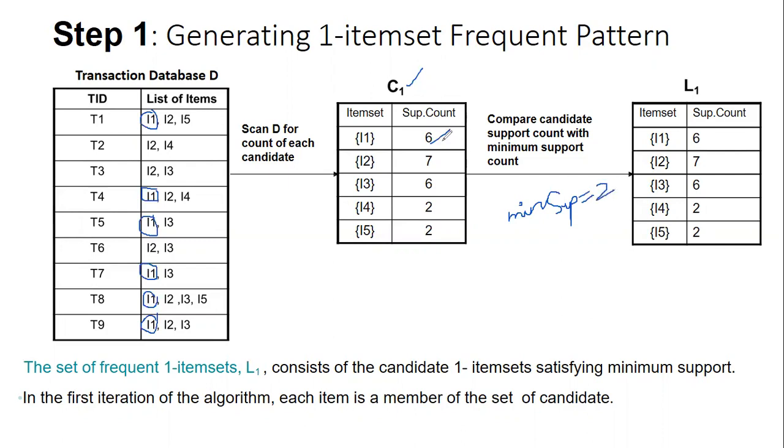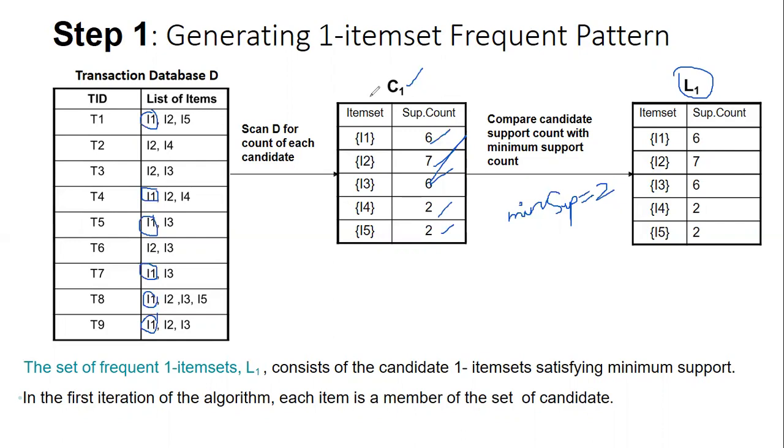We have to check, is there any item set which is less than 2? No, all are above 2 only. Yes or no? So what will be there in the frequent item set? All these 5 items will be there: I1, I2, I3, I4, I5. Here nothing is pruned out or terminated because all are having more than minimum support. So everything will be considered. This is L1. Please remember what is L1. L1 is the frequent item set.